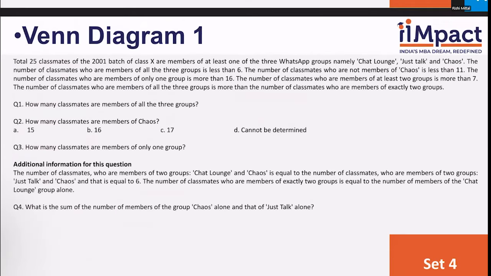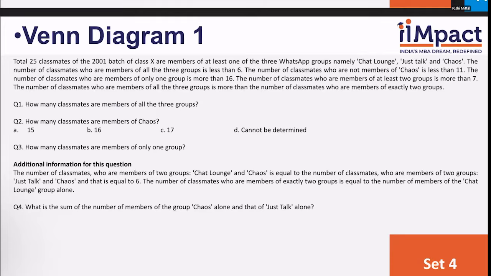Okay, interesting. 25 classmates of the 2001 batch of class X are members of at least one of the 3 WhatsApp groups. Again, here I'm going to make a diagram of how many people are members of which group or how many groups. I've already been told they're members of at least one of the 3 groups. So what do we know? H is going to be 0. Remember that. Okay. The names of the groups are Chat Lounge, Just Talk, and Chaos.